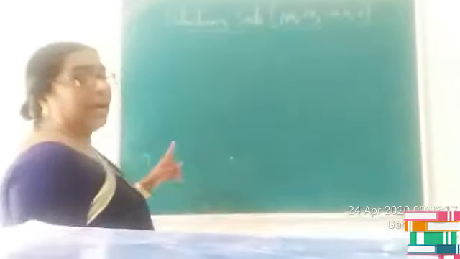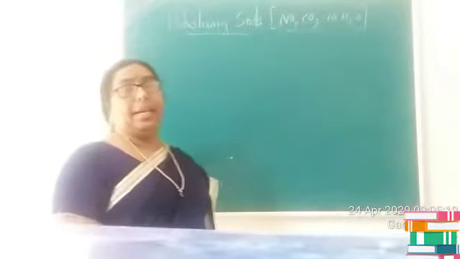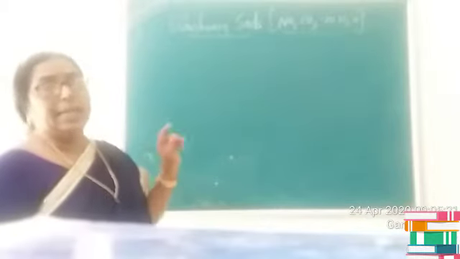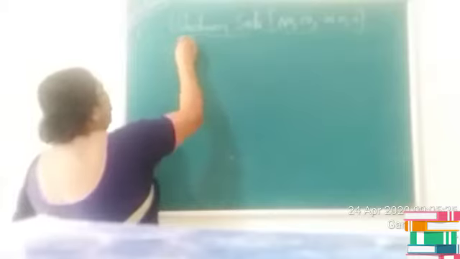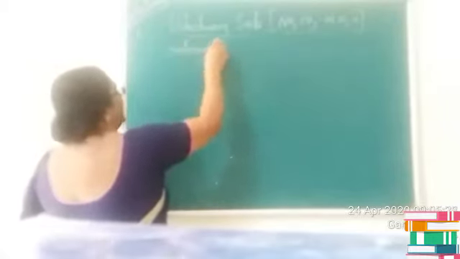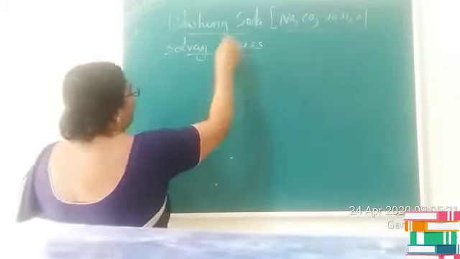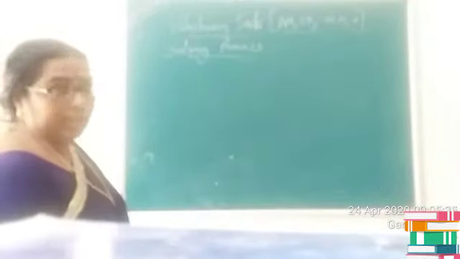Good morning children. Let us continue our class about salts. The next salt we have to study is washing soda, that is sodium carbonate decahydrate, Na2CO3·10H2O. The method used for the preparation of washing soda is called the Solvay process.